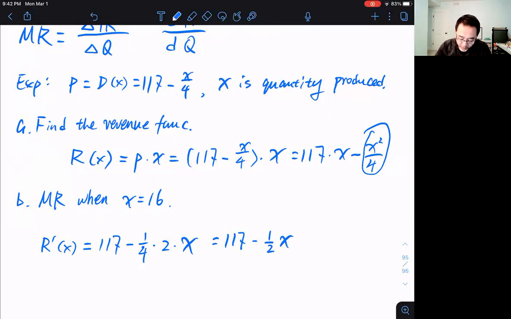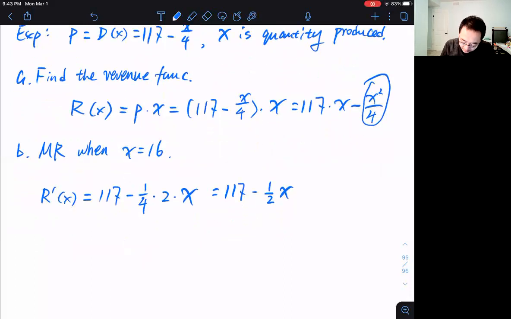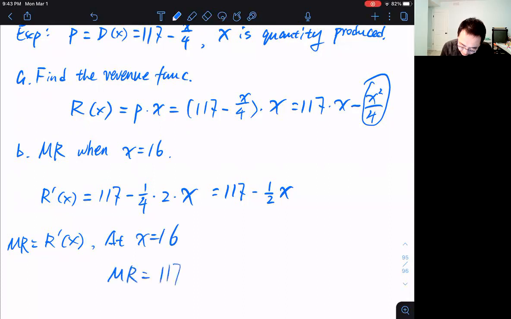That is your marginal revenue function. Okay, so once you have that, then marginal revenue equals this, and at x equals 16, marginal revenue then equals 117 minus 1/2 times 16, which is $109. That means the 16th table will bring you $109 in revenue.